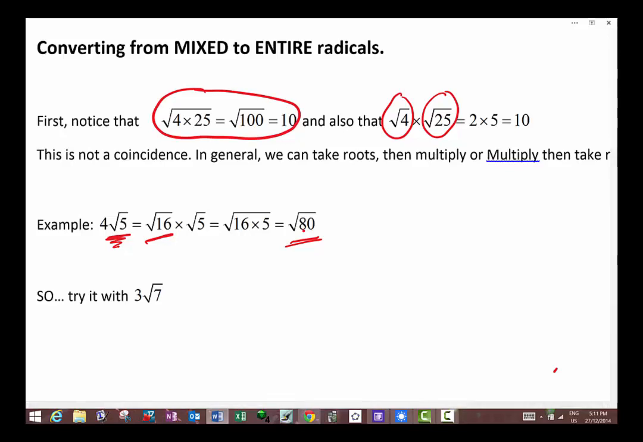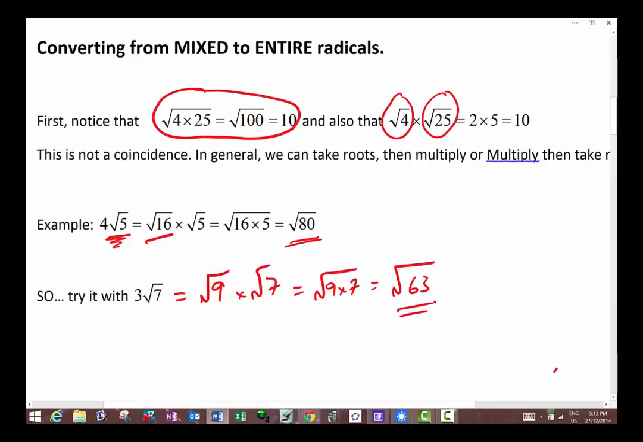So let's try it again, this time with 3 root 7. Well, 3 can be written as the square root of 9. So we've got the square root of 9 times the square root of 7, and from above that's the same as the square root of 9 times 7, which is the square root of 63, which is of course very slightly less than the square root of 64, which is 8. And root 63 is the entire radical.